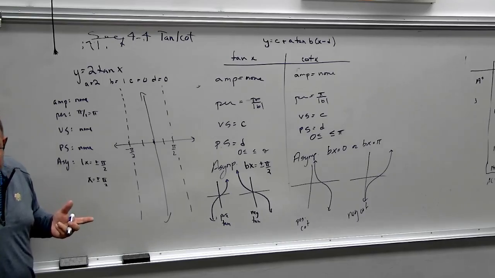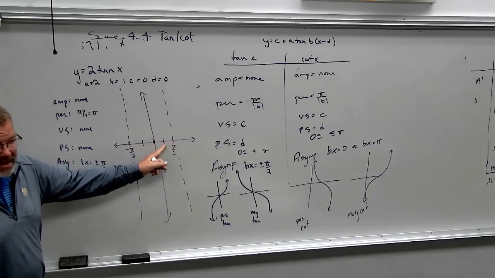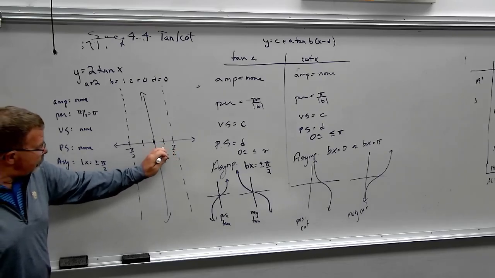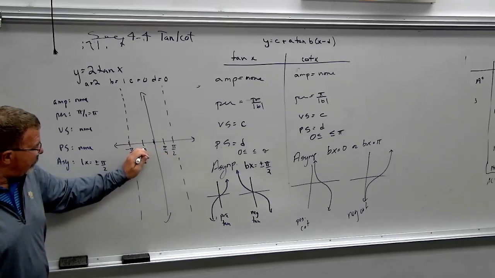Isn't it half the distance? If this is 0 and that's pi over 2 and that's in the middle, can't I just say, oh, what's 1/2 times pi over 2? Pi over 4. So this is negative pi over 4.